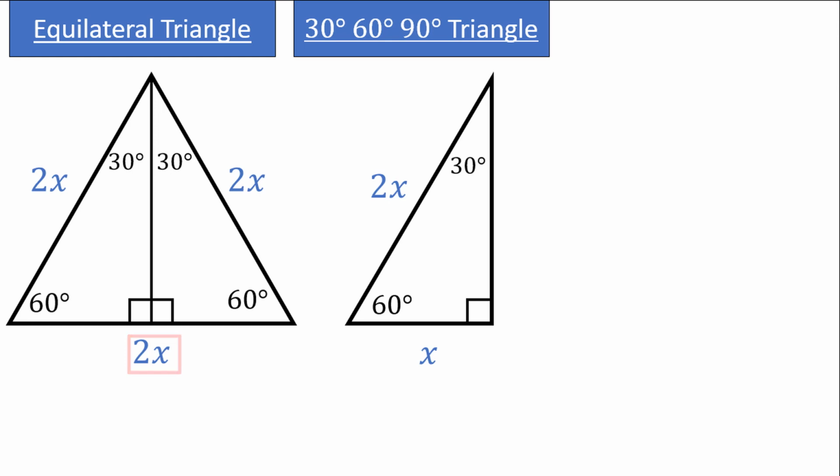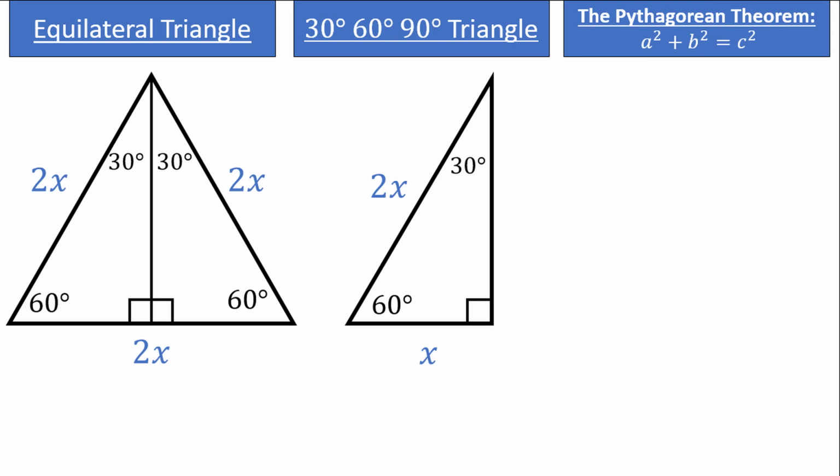What we are missing is the second leg, which we can solve for using the Pythagorean theorem. The first leg, a, is x. The second leg is unknown, so let's call it b. The hypotenuse, c, is equal to 2x. Plugging into the Pythagorean theorem, we have x squared plus b squared is (2x) squared. Make sure that you have 2x in parentheses, because that entire term needs to be squared.